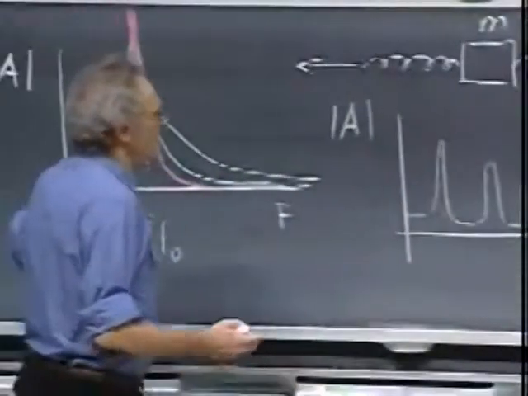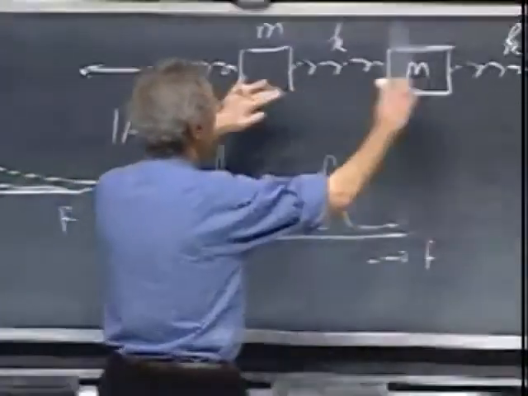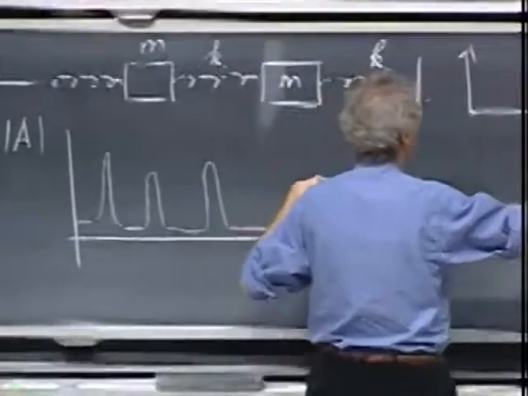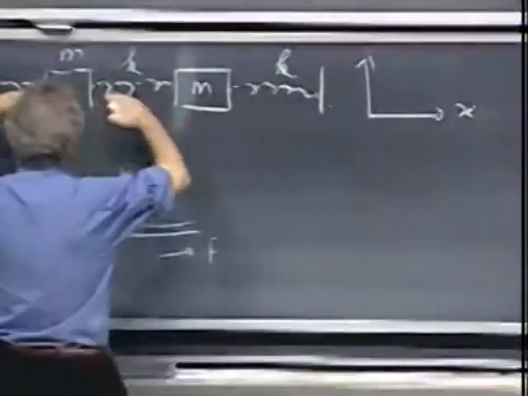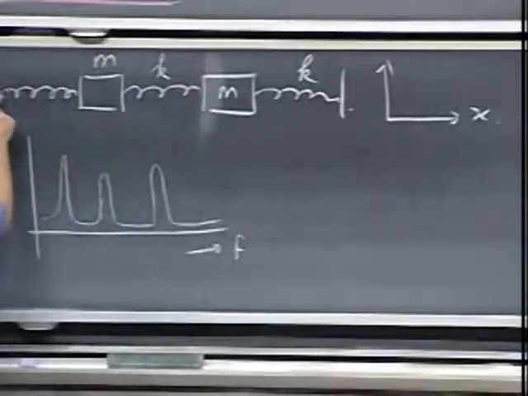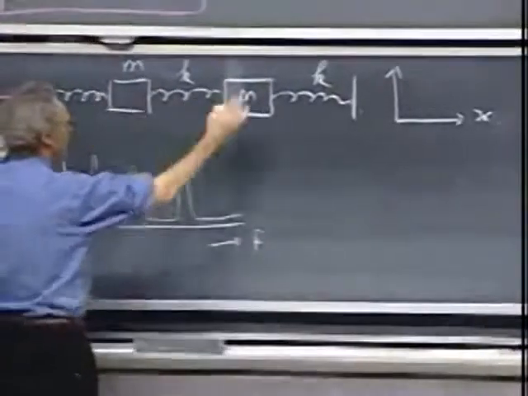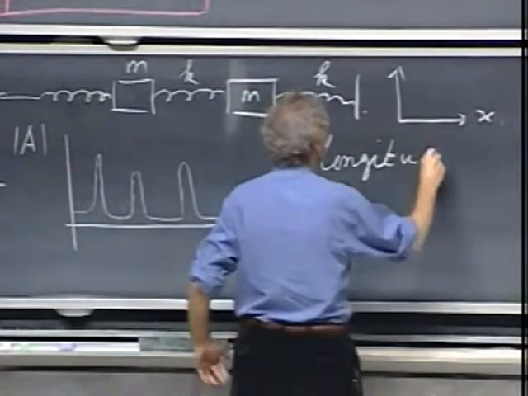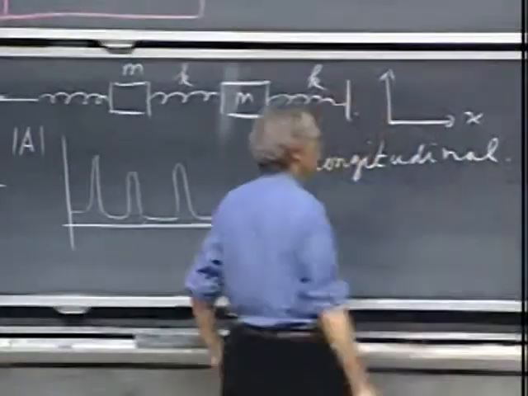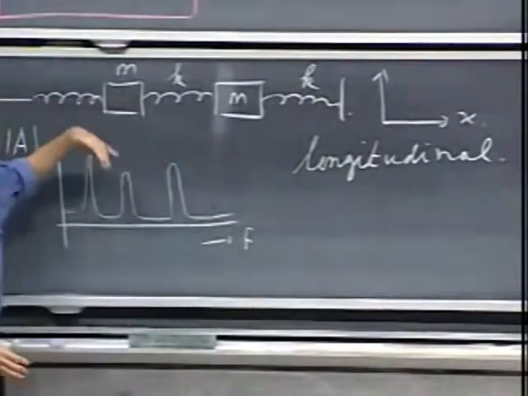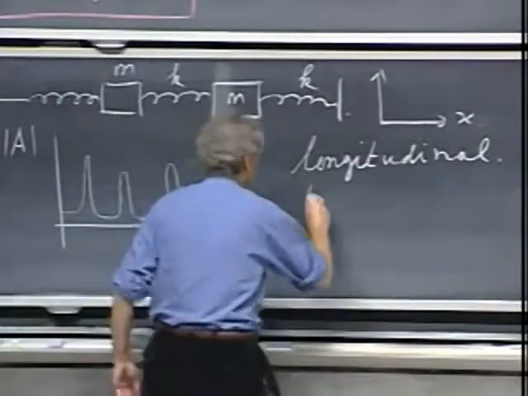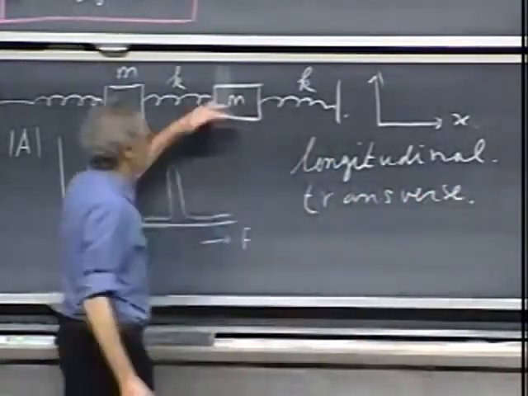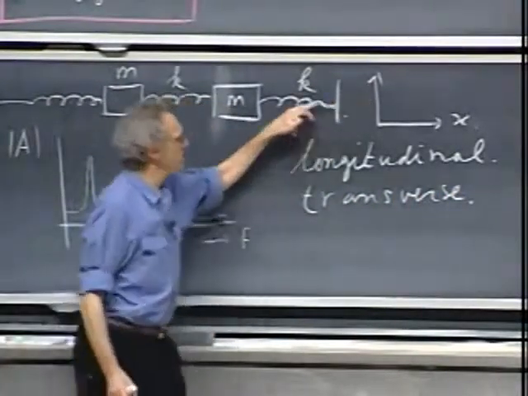In the case here that the objects move in the same direction as the spring, I call this the y direction, and I call this the x direction. So the spring is in the x direction, the beads are in the x direction, and the oscillations are in the x direction. We call those longitudinal oscillations. There's also a way that you can have transverse oscillations, whereby the motion is in the y direction, whereas the beads are in the x direction.